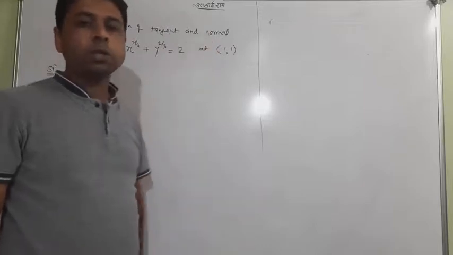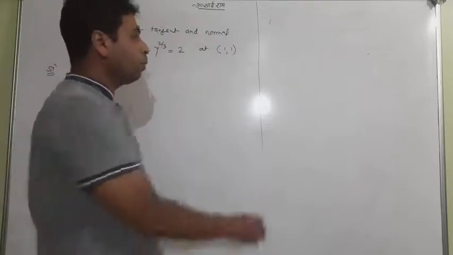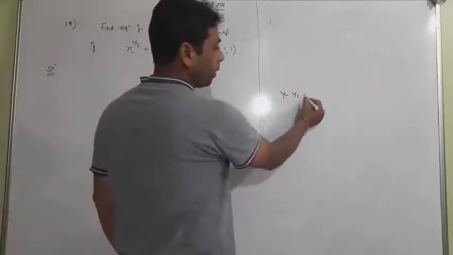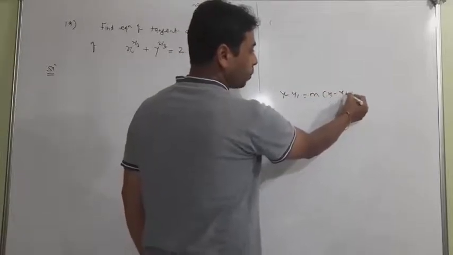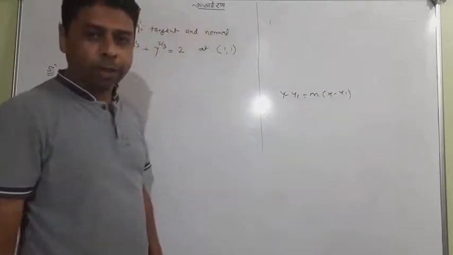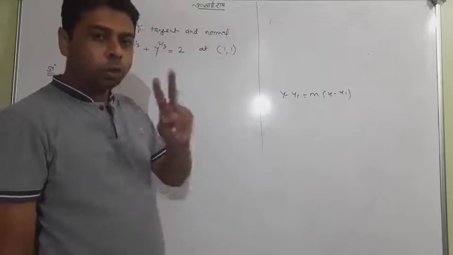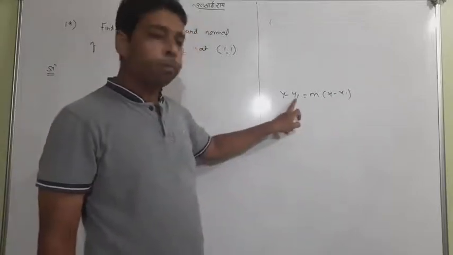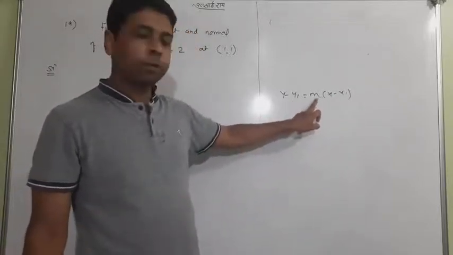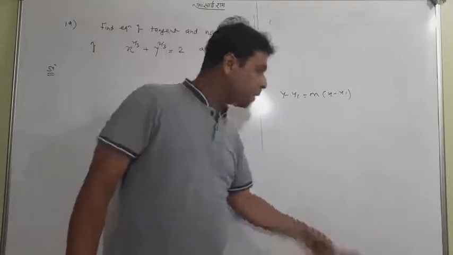And we definitely use the point form. What is the point form? You know that y minus y1 equals m(x minus x1). This is the point form of a line, where I need two things: the point (x1, y1) through which the line passes, and the slope of the line.